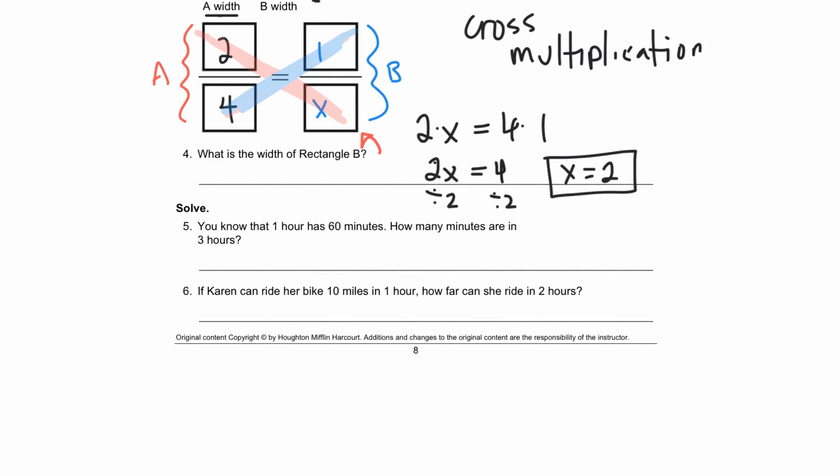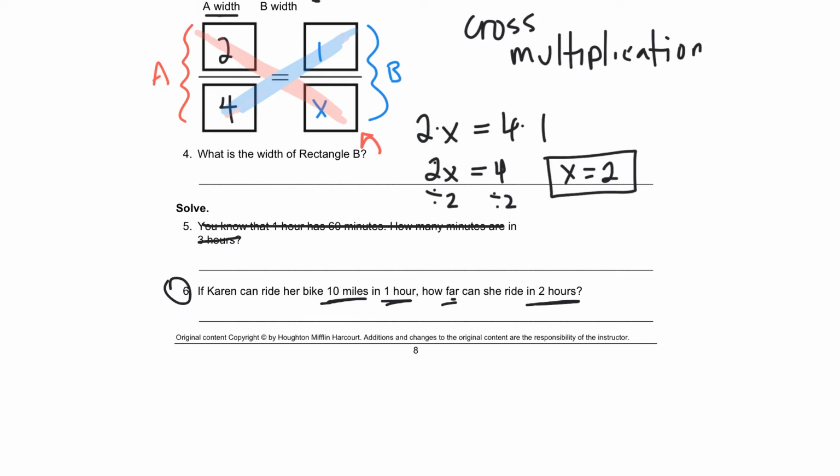Now when we look at these other examples, it's exactly the same thing. We're going to skip through this first one only because that's going to get taken care of when we do the other one. So I'm going to cross this one out here, and we're going to just go ahead and do 6. So if Karen can ride her bike 10 miles in 1 hour, how far can she ride it in 2 hours? So we just need to set up our proportion.